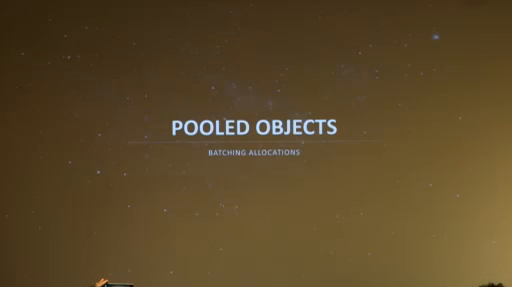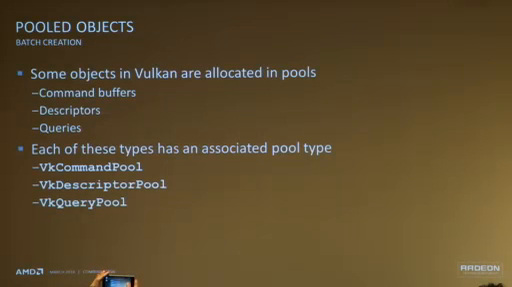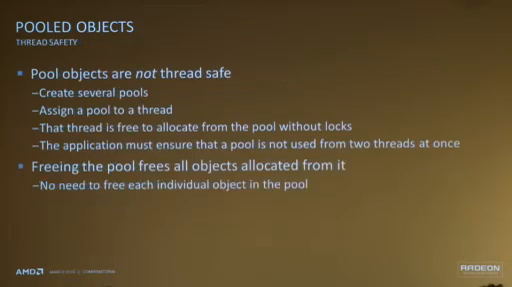Okay. So first of all, pooled objects. Some of the objects in Vulkan are allocated in pools. These are command buffers and descriptors, which Jeff just mentioned. Also, queries are managed in pools as well. They each have an object type associated with them. You can create them and say how many of the objects you want, or other heuristics about the pools.